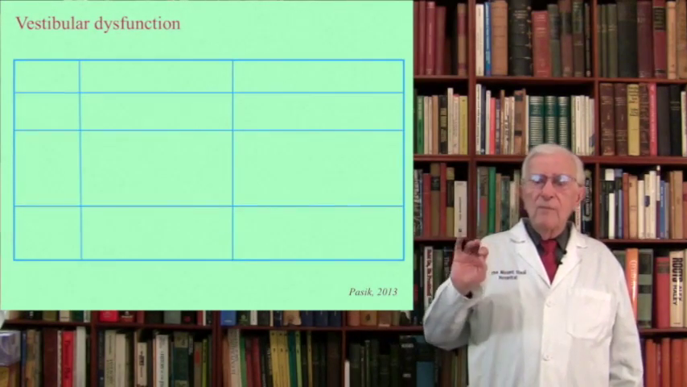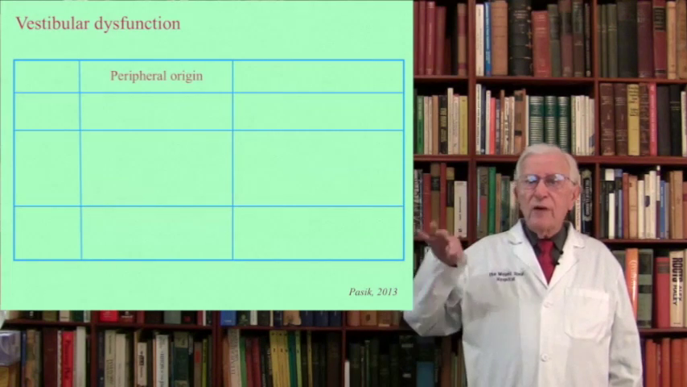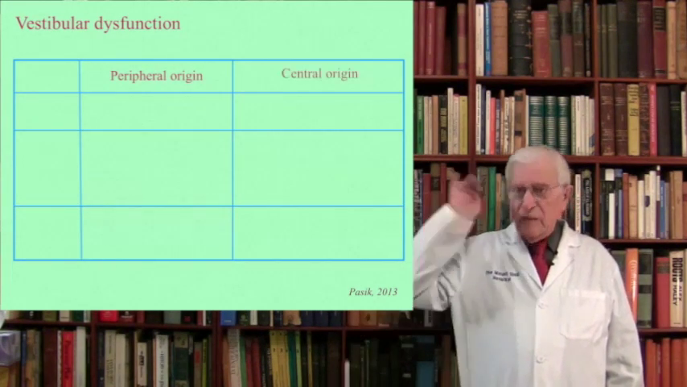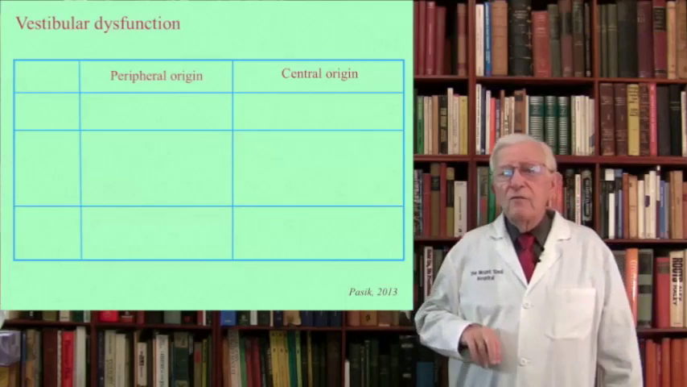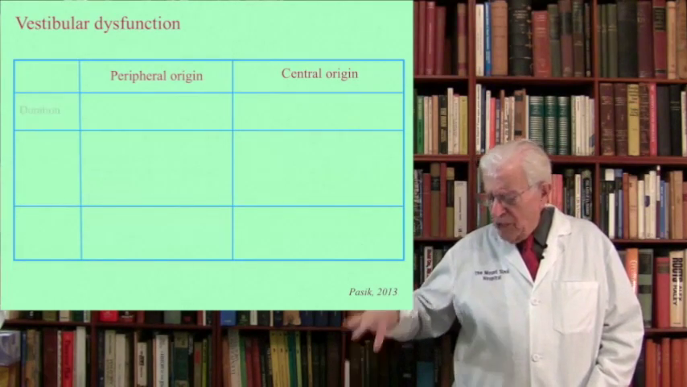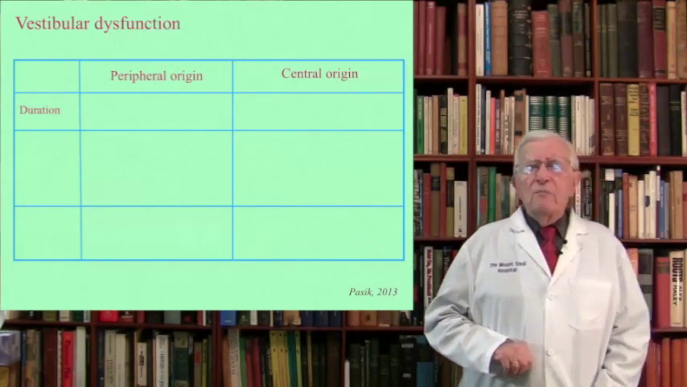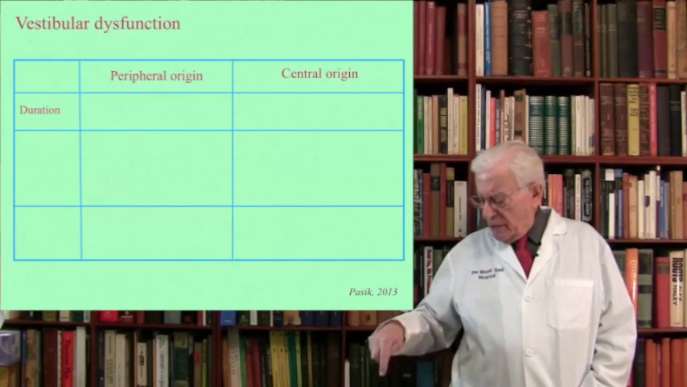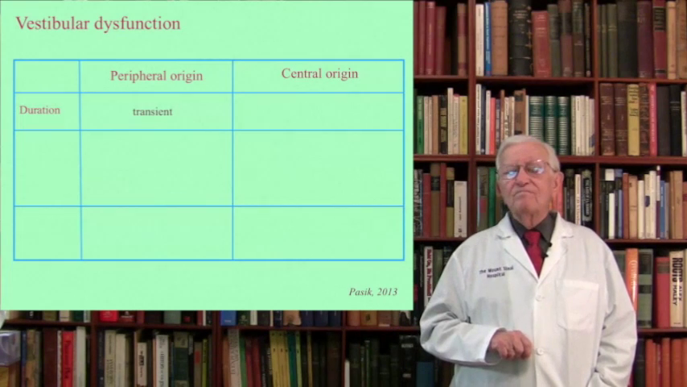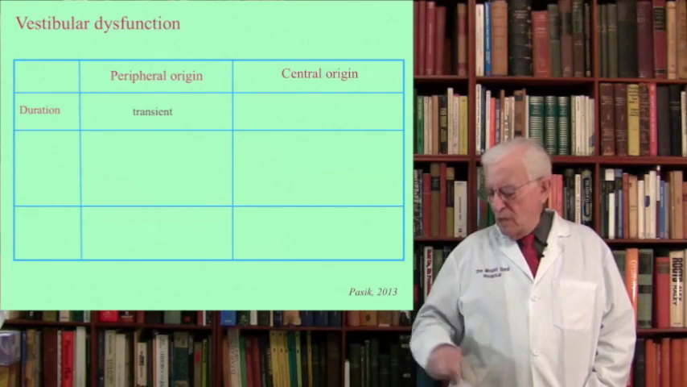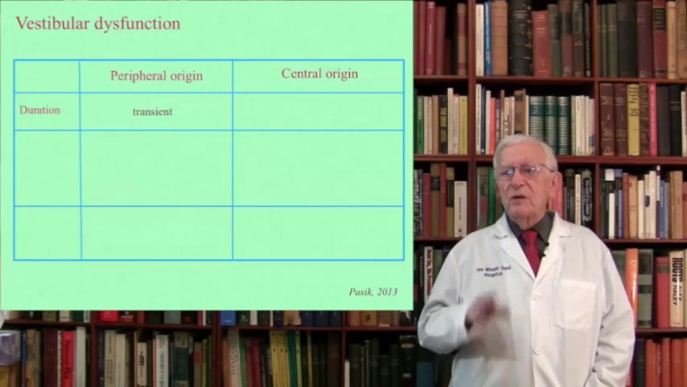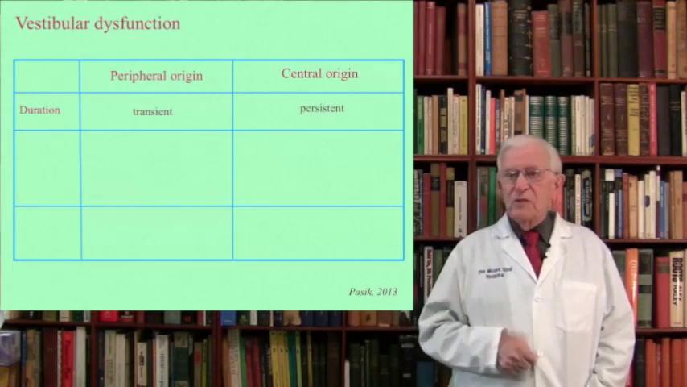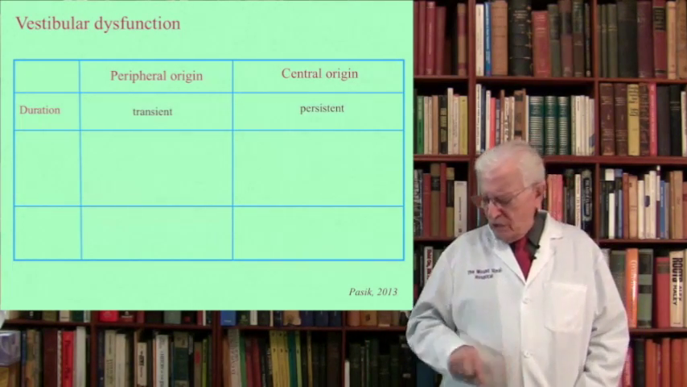Little table, all right? And we said peripheral is one column and central is the other column. And let's see a few factors. For instance, the duration of the problem. In the peripheral origin, vertigo, nystagmus, anything you want, is usually transient. It has a limited duration. Whereas if the problem is in the central nervous system, it's very persistent. So that's one differentiation.